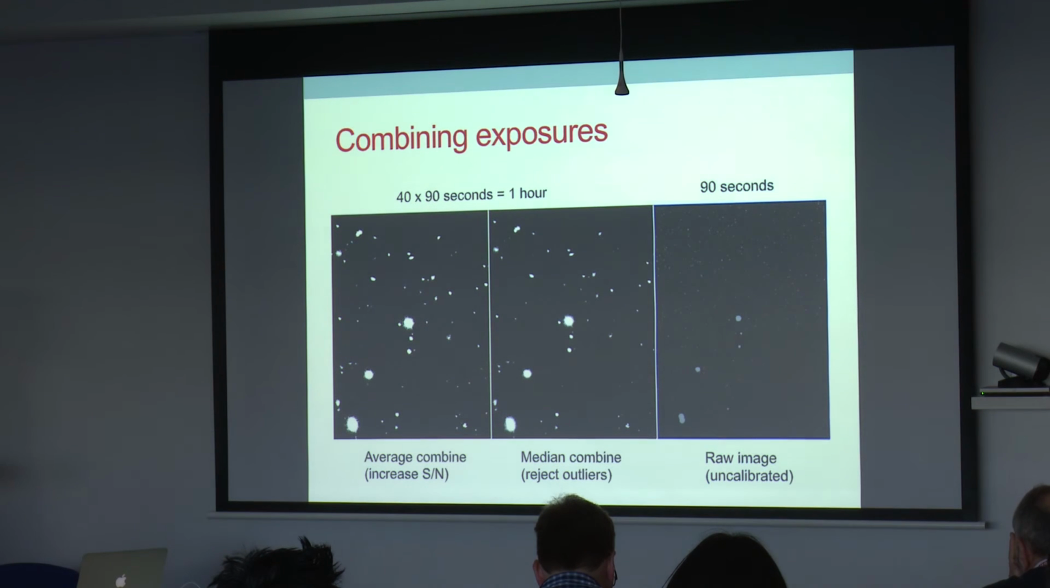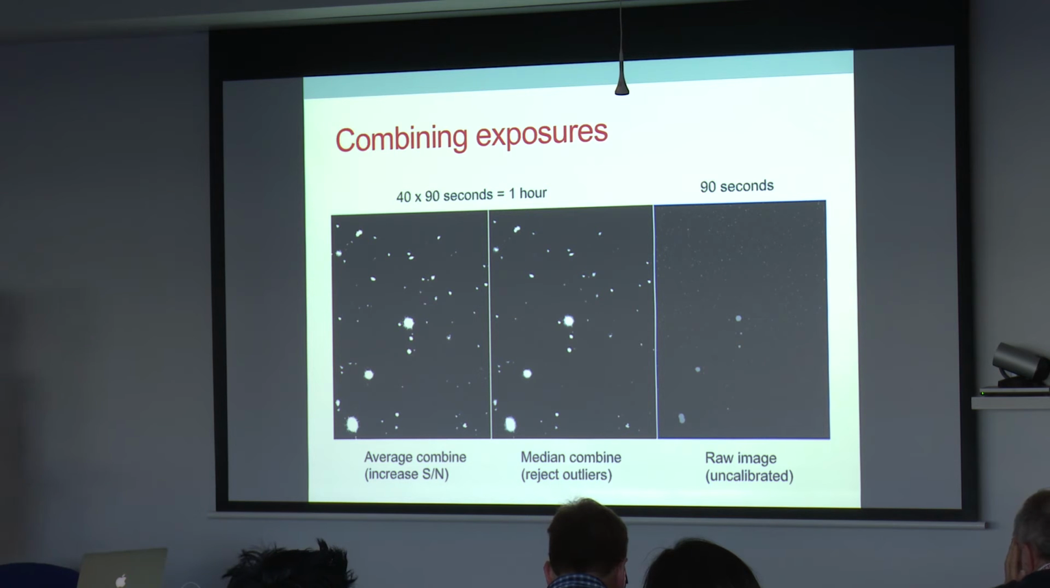This is an example showing a raw, uncalibrated image here, just showing the brightest sources. Over an hour's worth of exposure time, I combined 40 images of 90 seconds each, using an average combine and a median combine. Though it doesn't come out very well here, there are subtle differences. The main reason you'd want to use a median is to reject outliers. If you have a lot of cosmic rays, you might want to use a median combine to reject them. An average, statistically speaking, more optimally increases the signal to noise for faint sources.